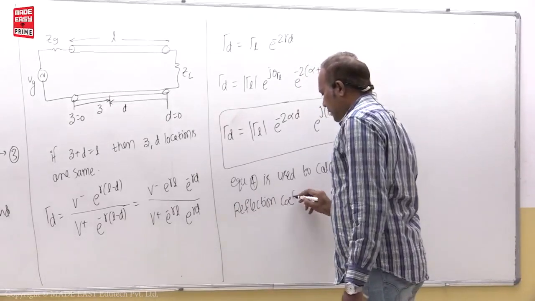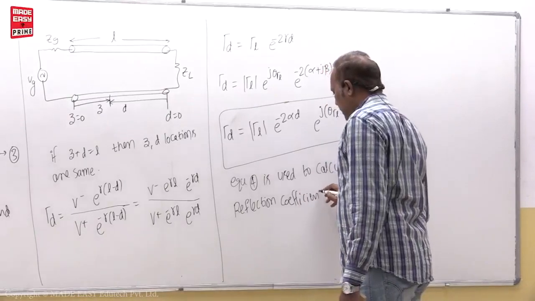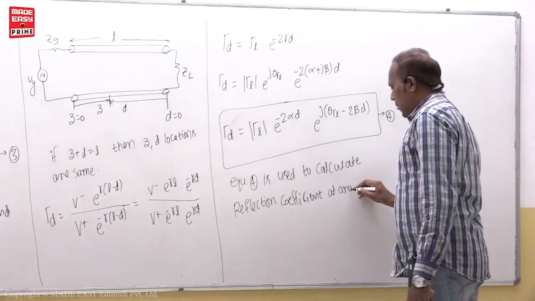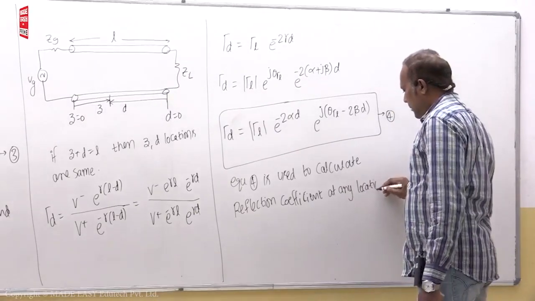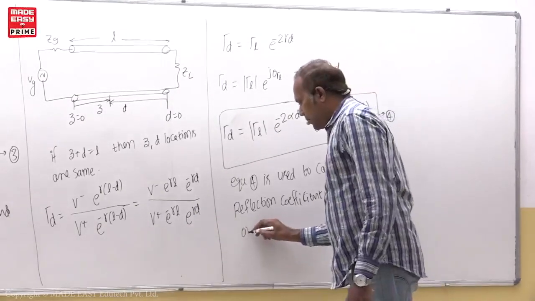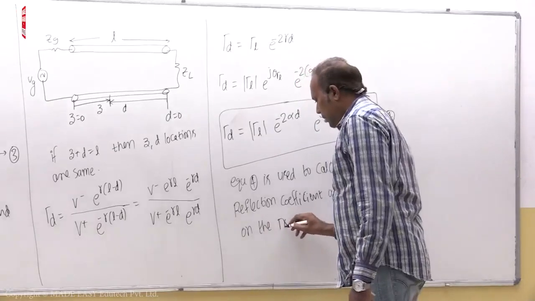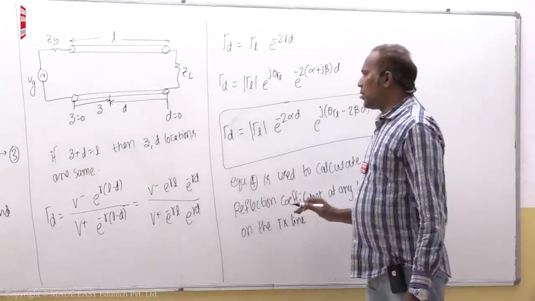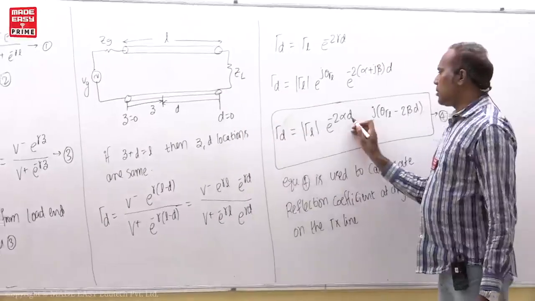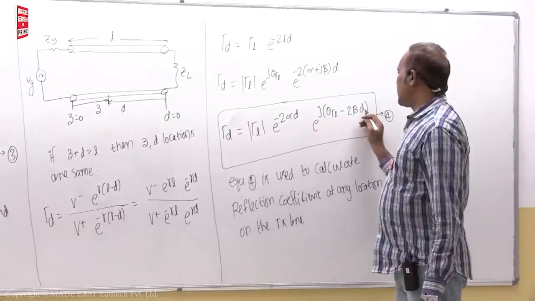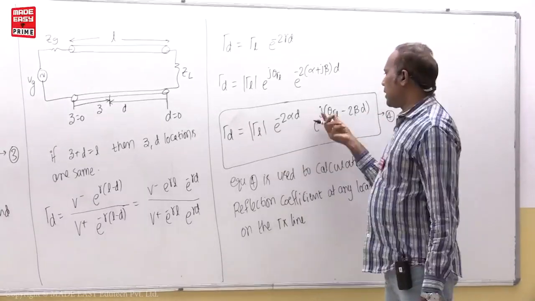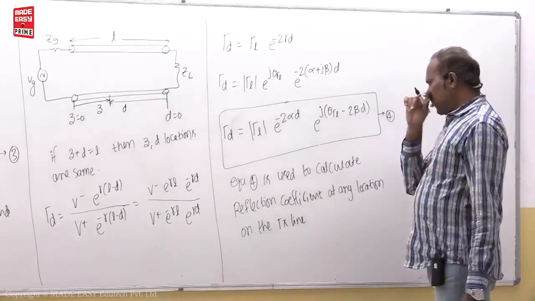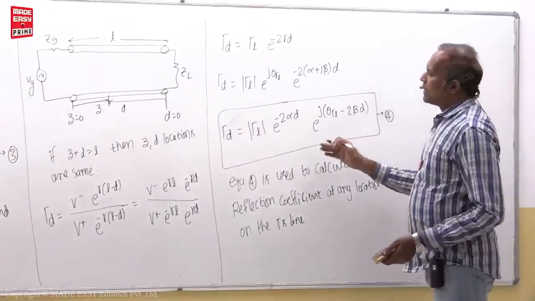So equation 4 is used to calculate the reflection coefficient at any location on the transmission line. For example, if you want the reflection coefficient at load, then substitute d equal to 0. If you substitute d equal to 0 here and here, then you get mod gamma L e power j theta gamma L. That is nothing but gamma L only. So in that way you can substitute any distance.